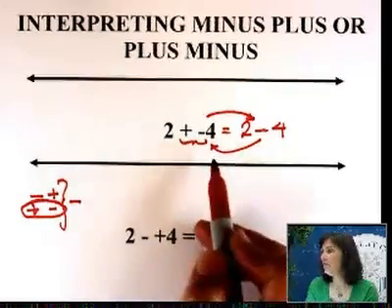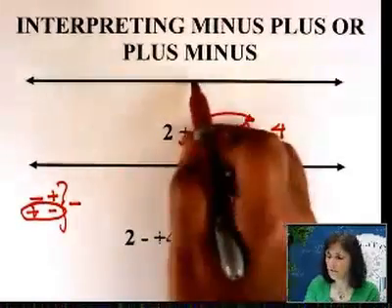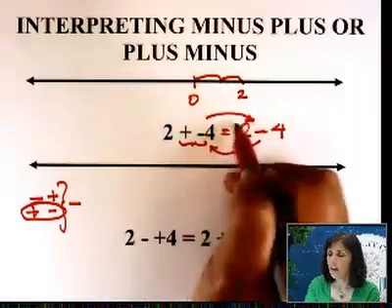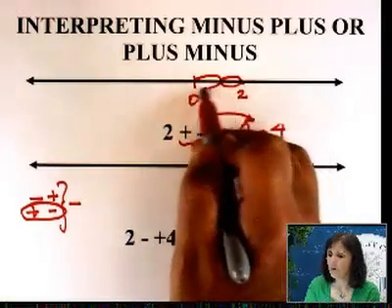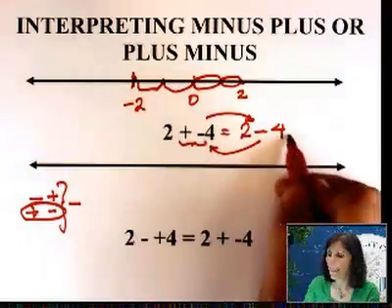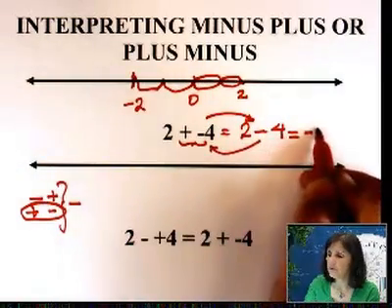So let's kind of review that. 2 plus negative 4. So to the right 2. I'm here. Negative 4 to the left. 1, 2, 3, 4. I ended up at negative 2. Or 2 minus 4 is simply negative 2.